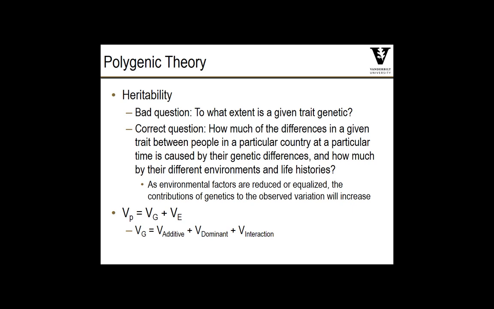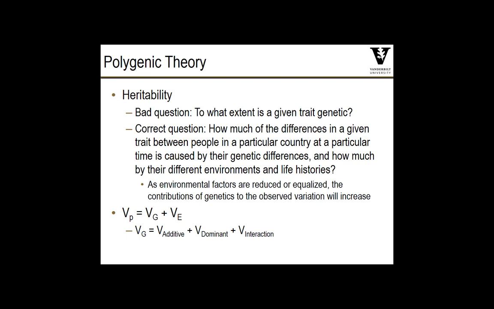Yeah. So the other thing that we'll talk about is heritability, and we just brought this up a second ago. If you're going to talk about heritability, a really bad question to ask is, to what extent is a given trait genetic? I think that's what we say a lot of times, but especially in population genetics, we can't ask that question. Because the correct question is, how much of the difference in a given trait between people in a particular country at a particular time is caused by their genetic differences, and how much is caused by their environmental differences or differences in life histories? So when we're talking about heritability, we're talking about that very simple concept, not this concept.